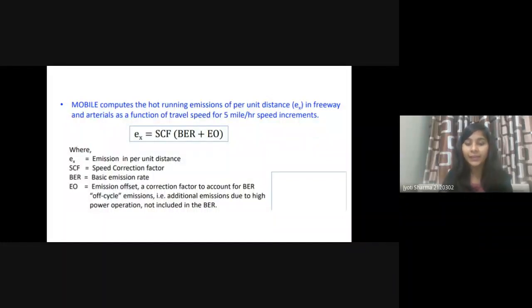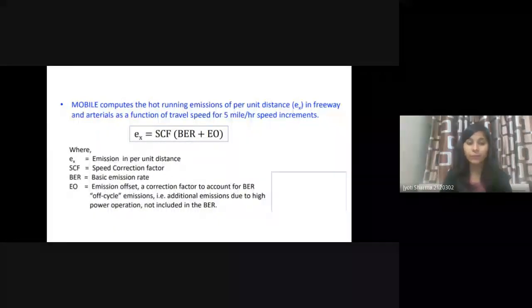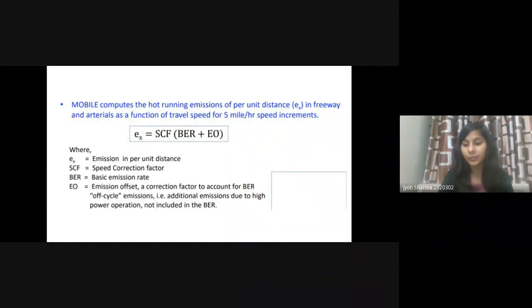I can't tell you exactly where this formula was generated from, because there were a lot of studies and a lot of calculations done before this formula was forwarded to us. But yes, this is the formula that we use to compute the hot running emission per unit distance, right? So the answer should be this one.